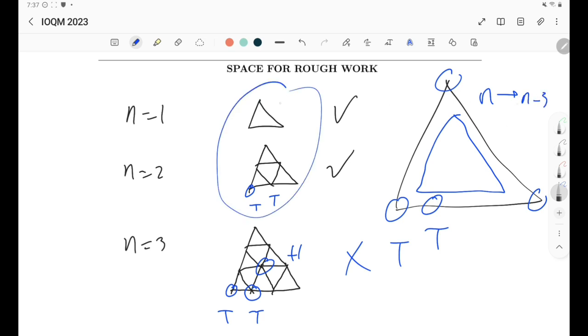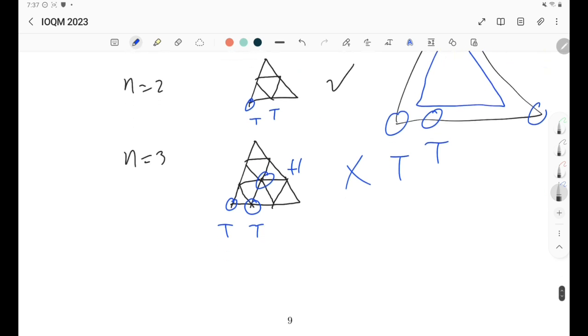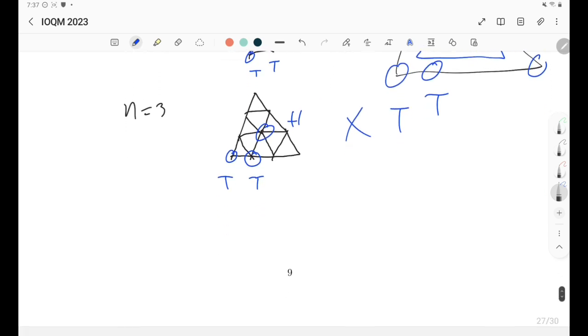So anything that's 1 and 2 mod 3 will work. Our problem is to show that n equals 3 mod 3, or 0 mod 3, will never work. How do we show it? Usually the standard way is to find something that's invariant. How do we create invariants? If you have some experience with these types of questions, you can just use coloring here.